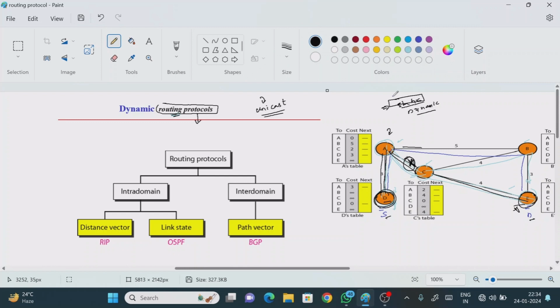It means that it is a manual entry, nothing but the static routing protocol. In the defined path only, the information will travel. This is one kind of limitation you can think of. So for that, we are going to study something called the dynamic routing protocol.